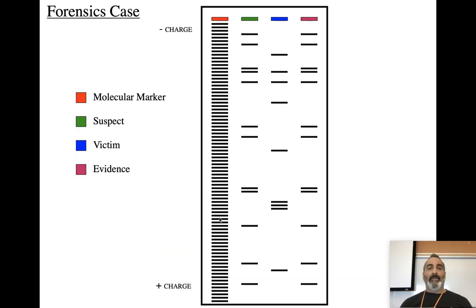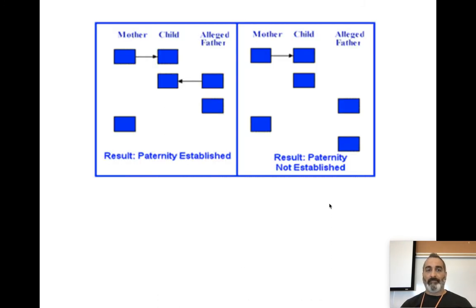Okay? Here's another one. Here's a suspect. The suspect is in green. This is their profile. The blue is the victim. The evidence is right here. So you're trying to match that. Does the suspect's DNA match the evidence DNA? And it looks like a match to me. It's a perfect match. And it has to be a perfect match in this case. This is not a mother, father, paternity case. This is one of those situations where it was the suspect at the crime scene.